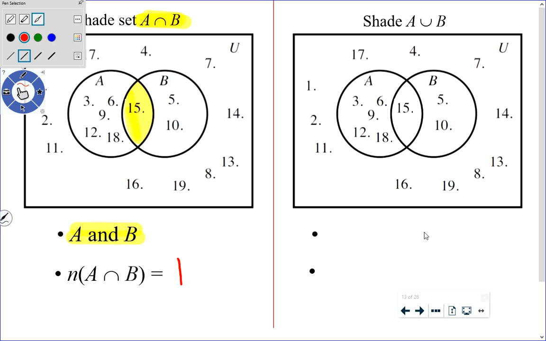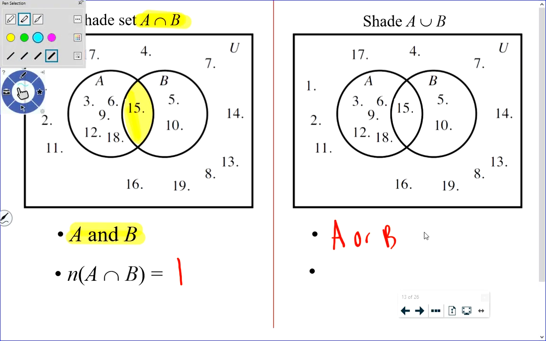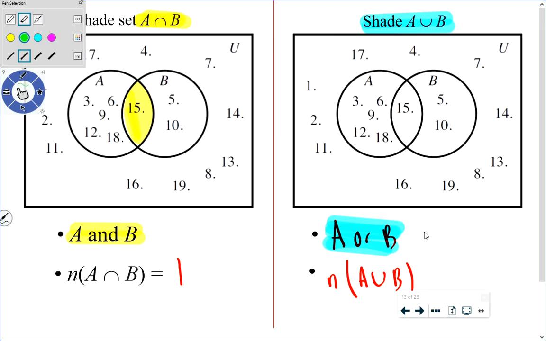A or B. It's kind of like a bilingual situation. Either one of those is good. When you see one, you should think the other. And then, of course, we want to find the number in the union. And we want to shade it. Well, once again, I hope you have learned that the union will be this part.